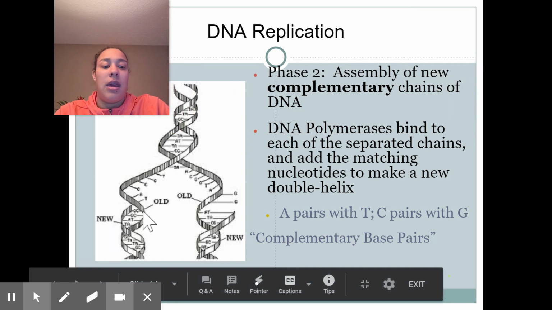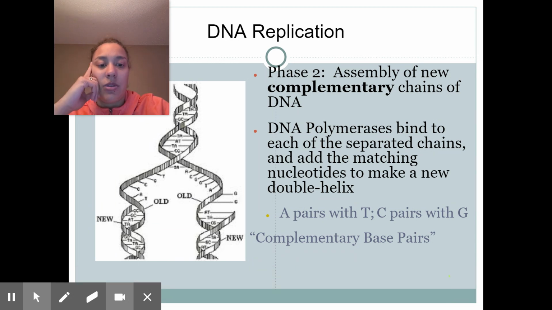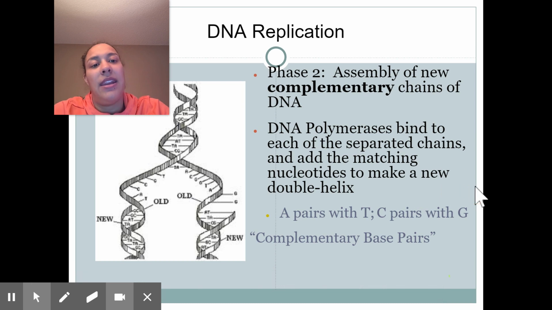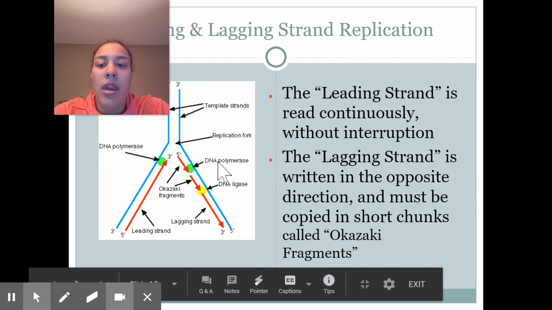Again, using the semi-conservative method, there's always going to be one old strand with one new strand on both sides, so that in the end we have one old and one new next to each other. It uses those complementary bases. We can kind of see them down here: A's with T's, C's with G's, C's with G's, A's with T's. And that's how the new strand is made. DNA polymerase 3 does the adding of the complementary bases.